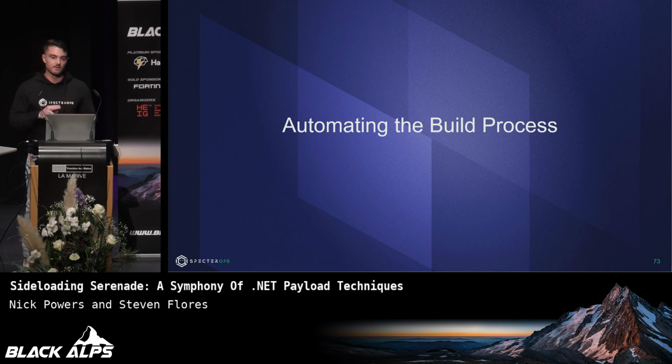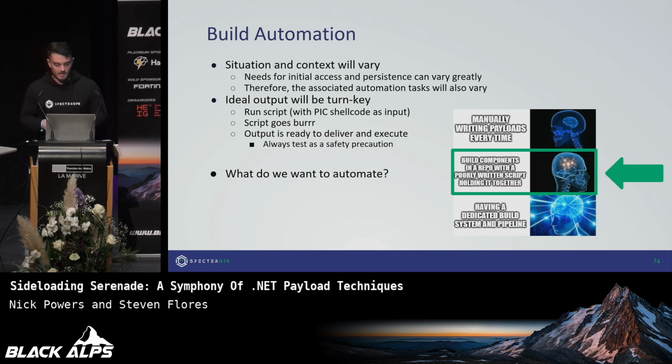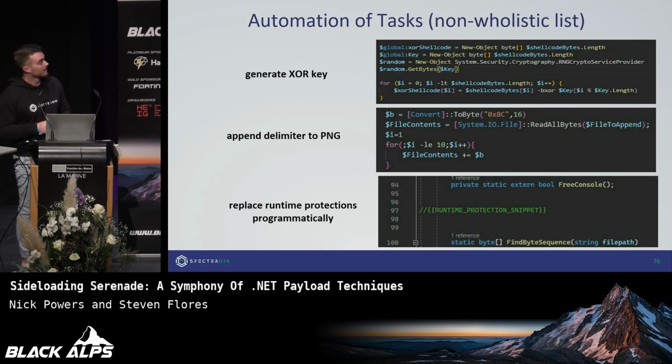And lastly, after we've taken care of our injection, our runtime protections, and our now more targeted obfuscation, we want to automate all this because it can be an incredibly manual process. Ideally, the output would be turnkey. We just say, here's my shellcode, give me something that won't be prevented when I execute it. And what do we want to automate? It'll be most of the pieces that we've talked about up to this point, so runtime protection, injection, things like that.